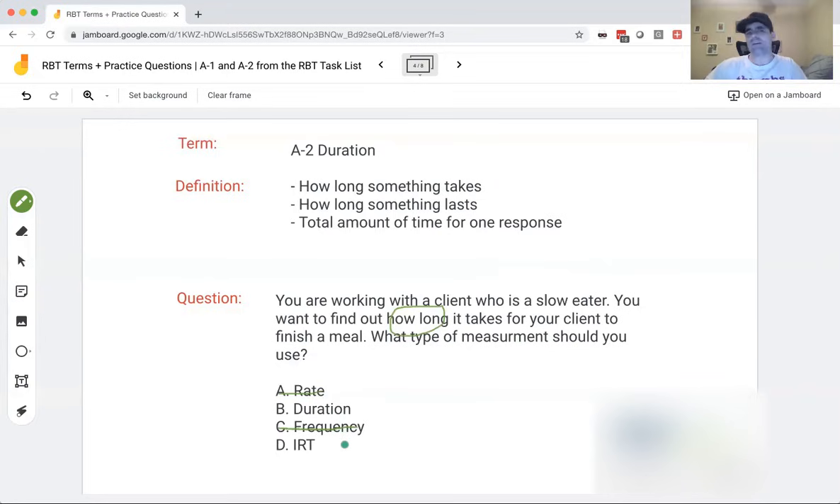And then IRT. Are we measuring the time in between two things? No. Are we measuring the time in between two meals? No. We're only measuring how long a meal is taking. One meal, how long is it taking? One response at a time. That's it. IRT is out. Therefore, it has to be duration.